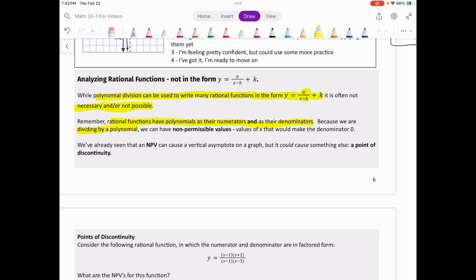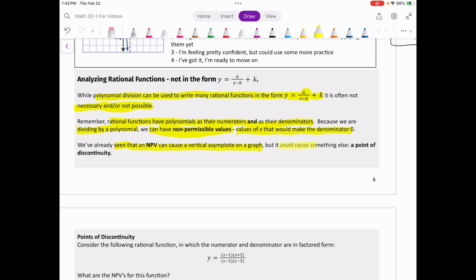Because we're dividing by a polynomial, we can have non-permissible values. Those are values of x that would make the denominator 0. That's why they're non-permissible, because we'd be dividing by 0, which is not allowed. So this is what I referred to earlier in the lesson. We saw that NPVs can cause a vertical asymptote on a graph, right? And they totally can, and up until now, that's all they've caused.